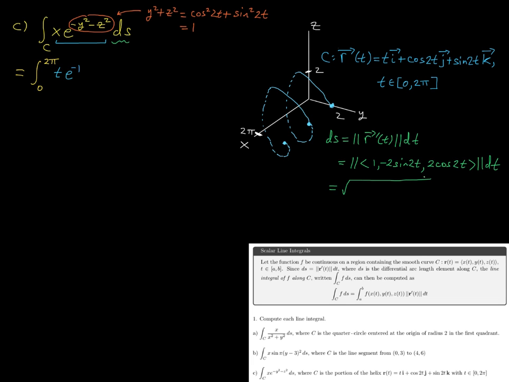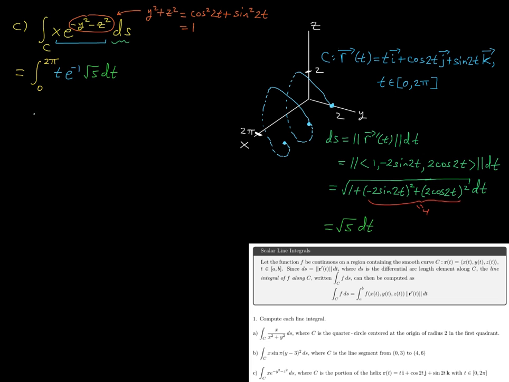So now taking the magnitude, we're going to get the square root of 1 plus minus 2 sine 2t quantity squared plus 2 cosine 2t quantity squared, and we have our dt. Notice the 2 sine 2t quantity squared plus the 2 cosine 2t quantity squared is just going to give you 4 sine squared plus 4 cosine squared, and so that's just going to be 4. So 1 and 4 is 5. Taking the square root, we'll get root 5, and then we have our dt there. All right, so root 5 dt.